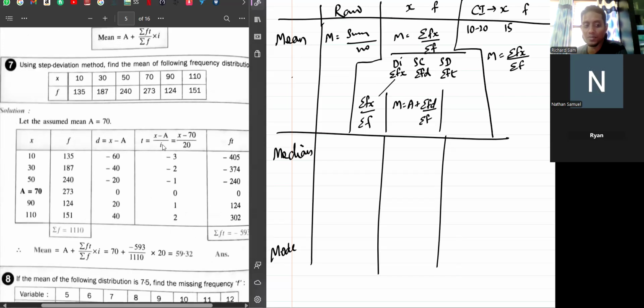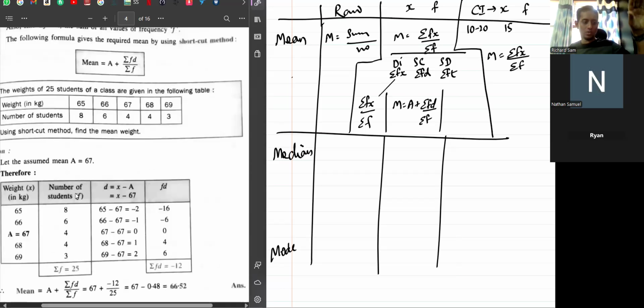So what is this I? I is the difference between consecutive values of X. So that means if you're using the step deviation method, you need to have consecutive values after every X term. See here, 10 to 30, that's 20, 20, 20. You're adding 20 every time. So only if you have a common interval like this between every X term, you can use step deviation.